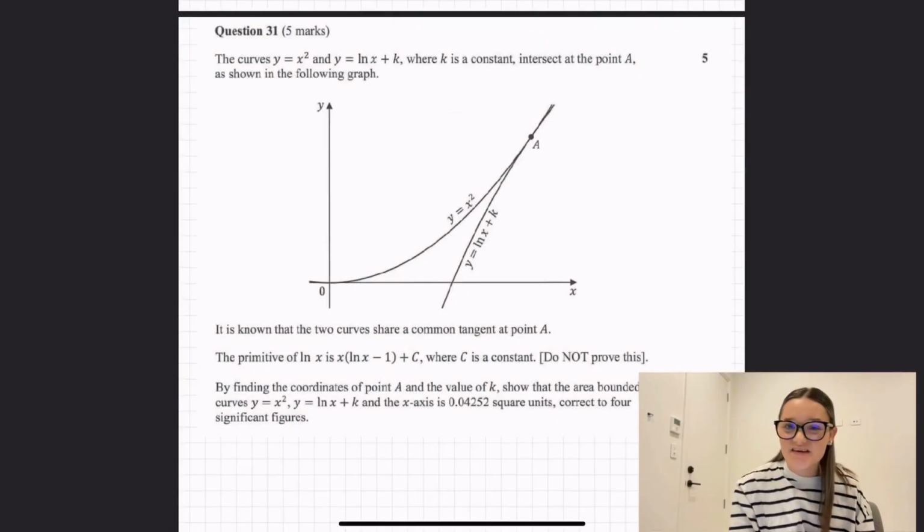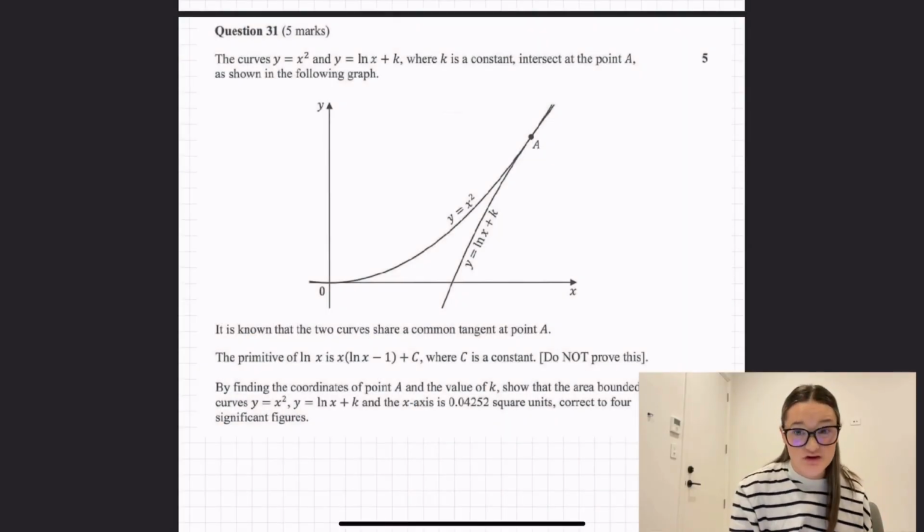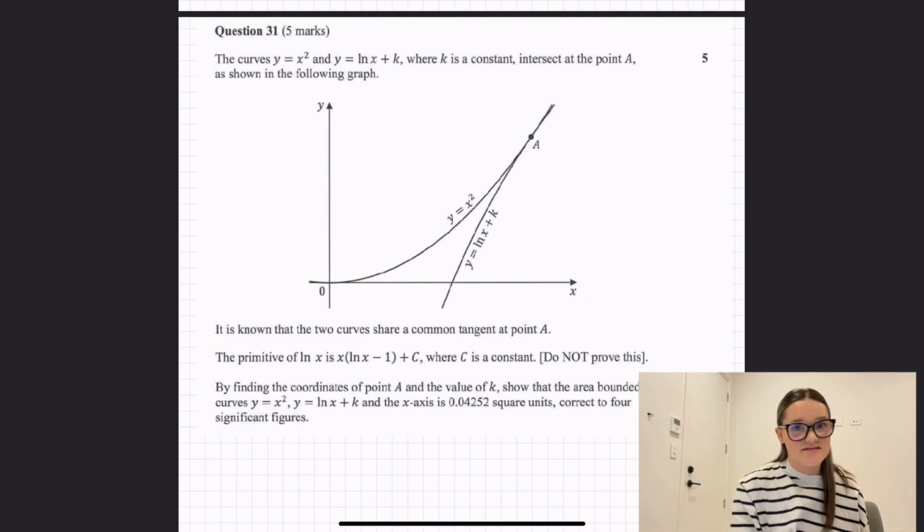Hi everyone, today's video is going to be focusing on answering question 31 of the Maths CSSA Maths Advanced trial paper. So this is the last question in the paper. Thought it was a good one to go through.